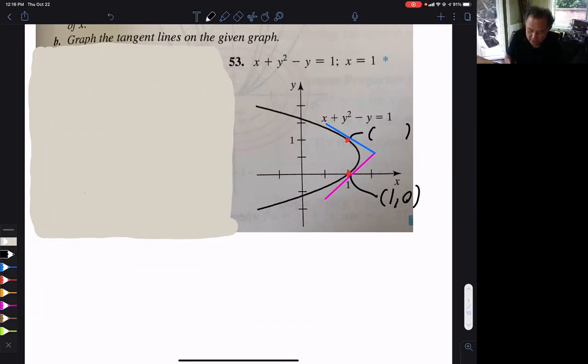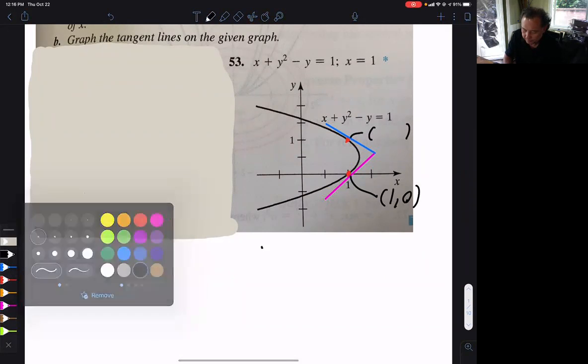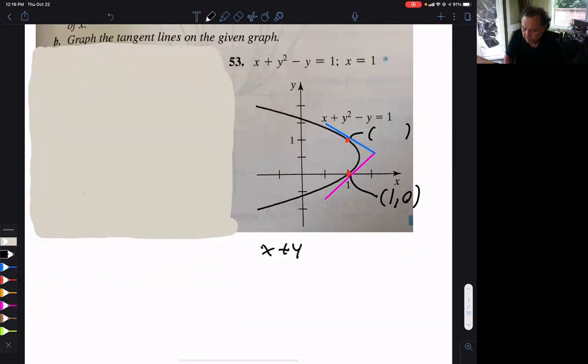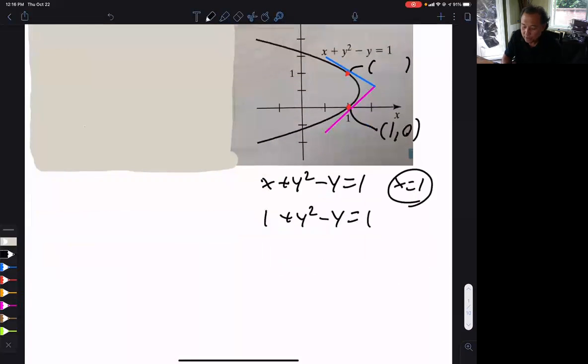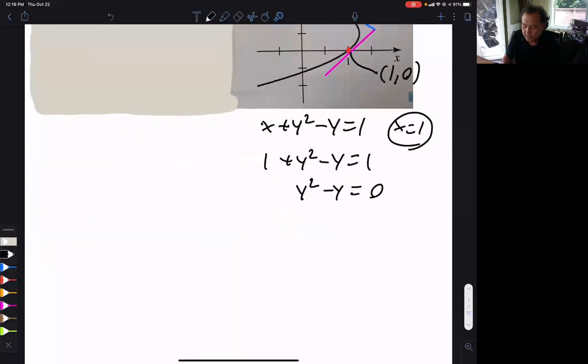So how do you figure that out? We're given this equation, and we know x is 1. So if we plug in 1 for x, we should be able to solve for y. So we get 1 plus y squared minus y equals 1. Subtract 1 from both sides, we get 0.